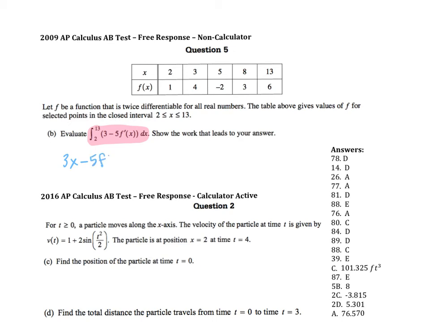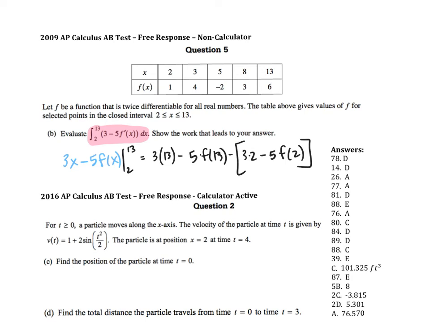I'd say f. And again, if we want to make sure that we did this right, the derivative of this needs to be that. The derivative of 3x is 3. My -5 is a constant, it gets to stay. The derivative of f is f prime. We're then going to analyze this from the bounds that they gave us, 2 to 13. I'm going to plug in my upper bound, 3 times 13, minus 5 times f of 13, minus 3 times 2, minus 5 times f of 2.